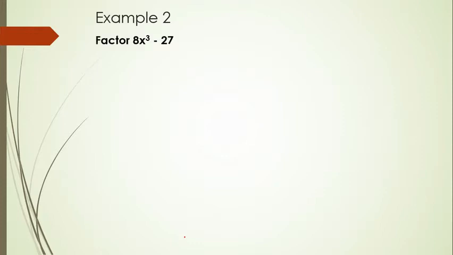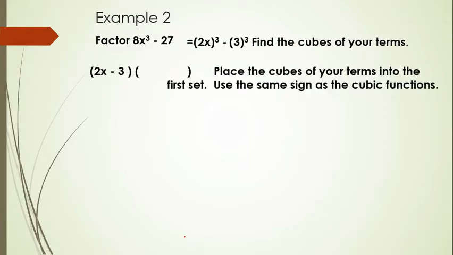Let's take a look at example 2, 8x cubed minus 27. Please identify what the cube roots are of 8x cubed and 27. That's right, they are 2x to the cube minus 3 to the cube. Again, you place these terms into the binomial, and you keep the same sign as the problem.